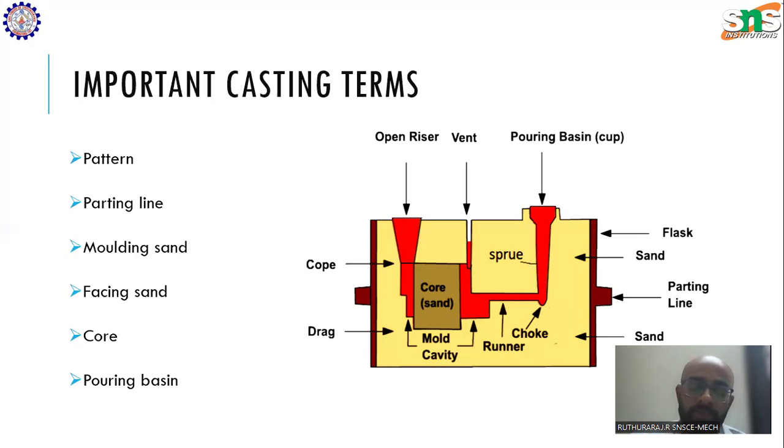Once the pattern is placed on sand and rammed, when you remove the pattern, there will be a cavity there. As you can see here, this particular thing is called the mold cavity. Mold cavity is the place where molten metal will be poured to get the replica. The finished product is called casting. The replica of the object to be made is called pattern. The cavity which the pattern makes in the sand is called the mold cavity.